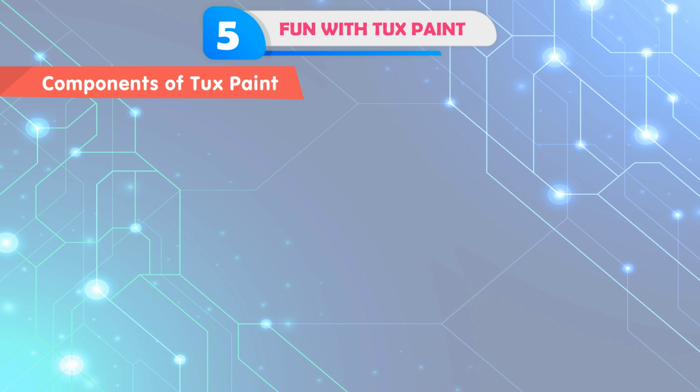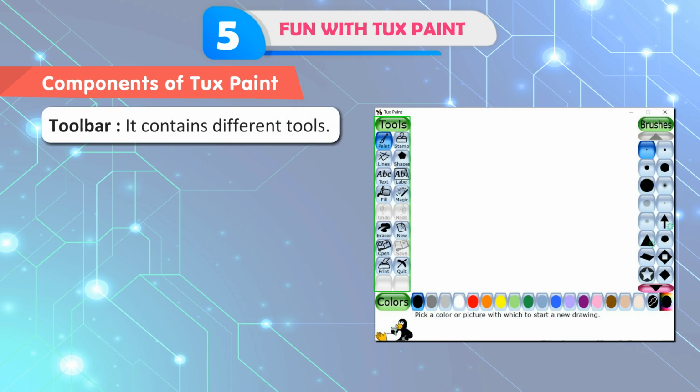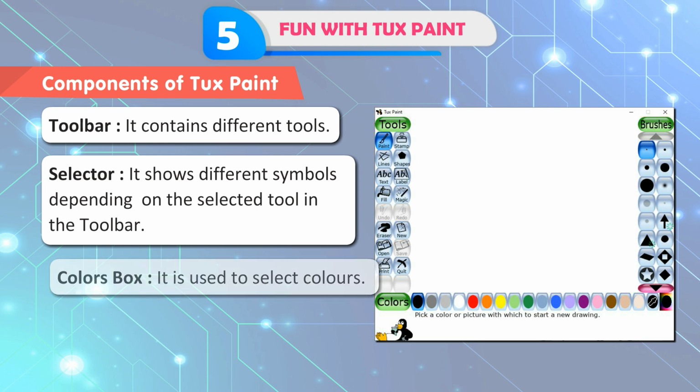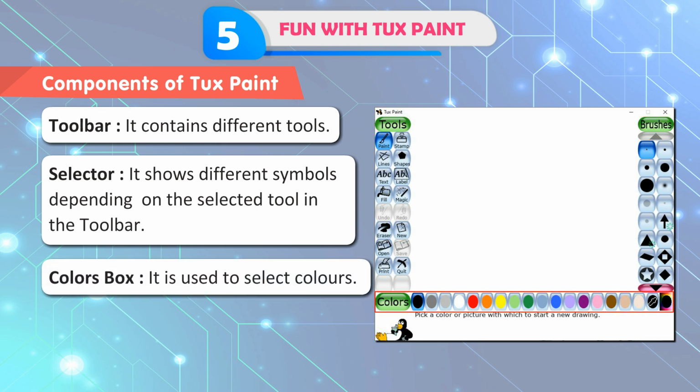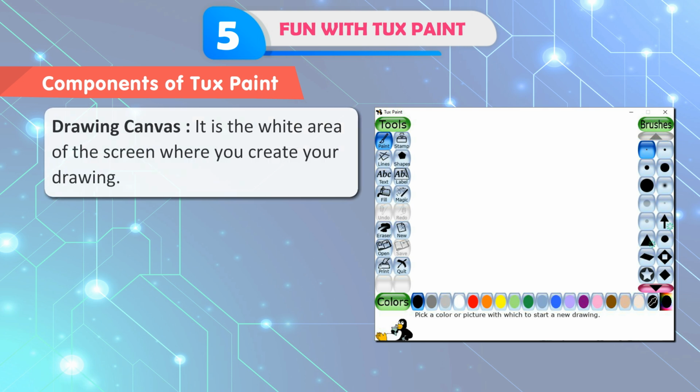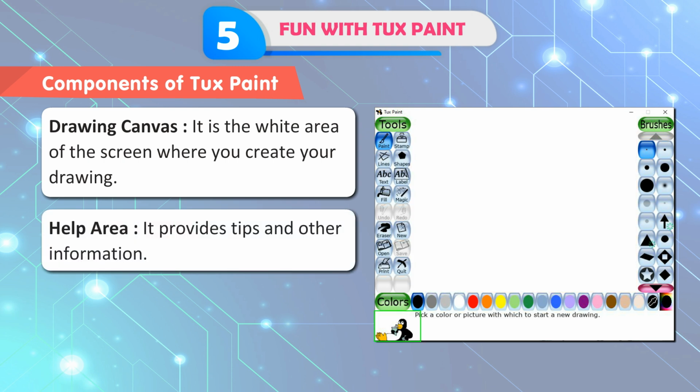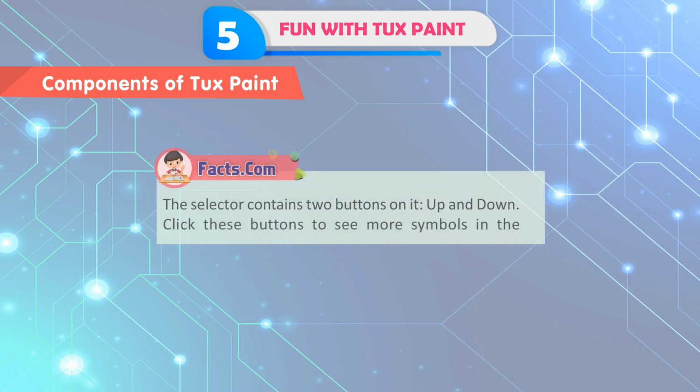Components of TUX Paint. Toolbar: It contains different tools. Selector: It shows different symbols depending on the selected tool in the toolbar. Colors box: It is used to select colors. Drawing canvas: It is the white area of the screen where you create your drawing. Help area: It provides tips and other information.